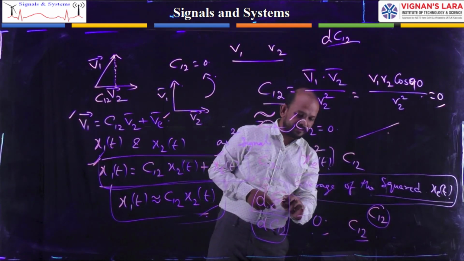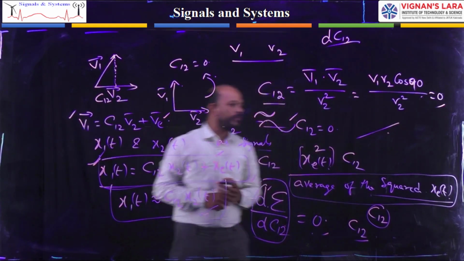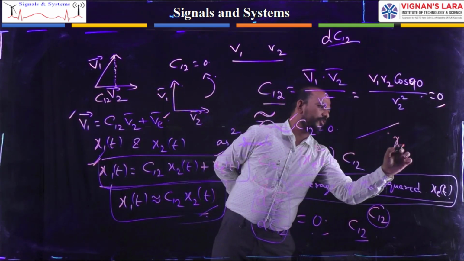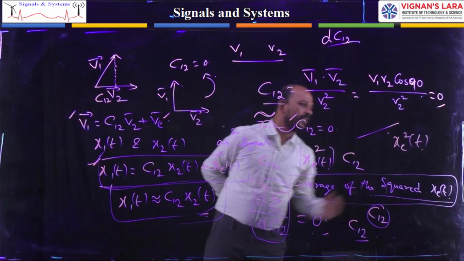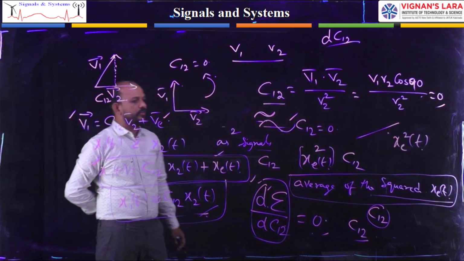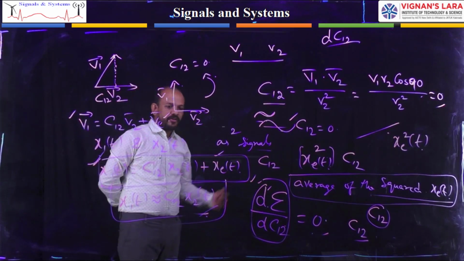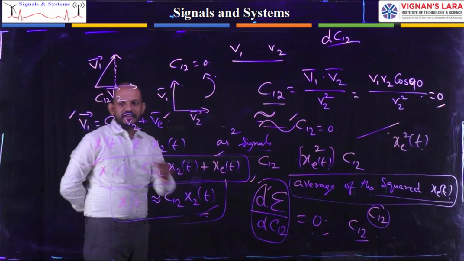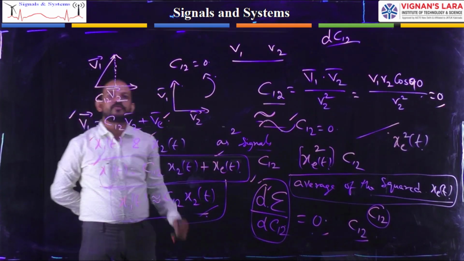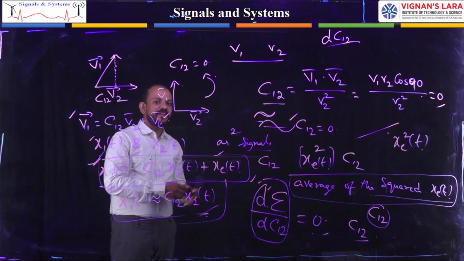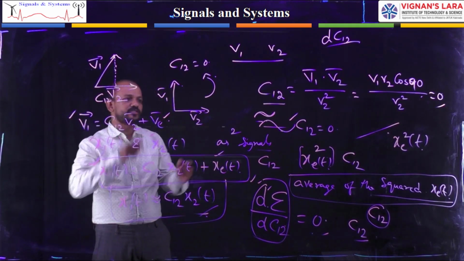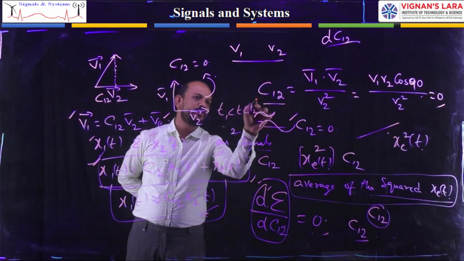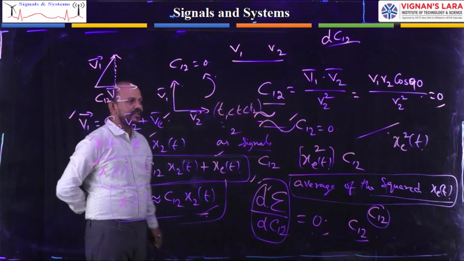This is nothing but the average of the squared xe of t. First we have to take the square of xe of t, xe square of t, and then take the average. For average, I have to consider these signals in the limits t1 and t2. Let us consider the signals x1 of t and x2 of t are in the limits t1 less than t less than t2. So they are in between the limits t1 and t2.